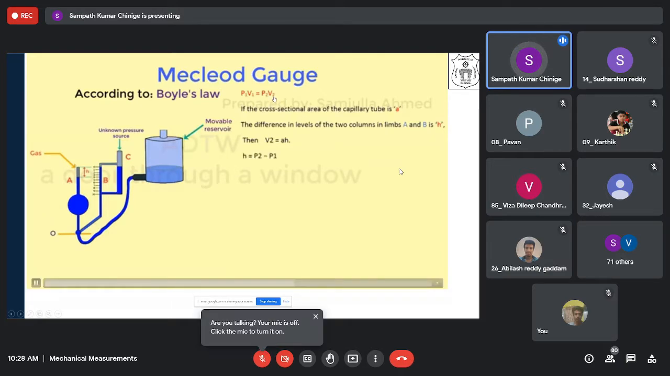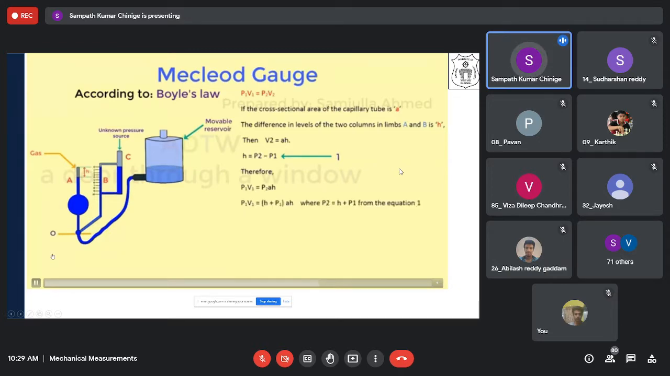Now V2 we know. So what is this H? This H is nothing but the pressure difference between this and this. P2 is the higher pressure, P1 is the initial pressure. The manometric head is given by capital P2 minus P1. Therefore, H plus P1 is equivalent to P2, correct? I can replace this P2 with P1 plus H, and V2 I can replace with small a into H. That is what I'm writing.